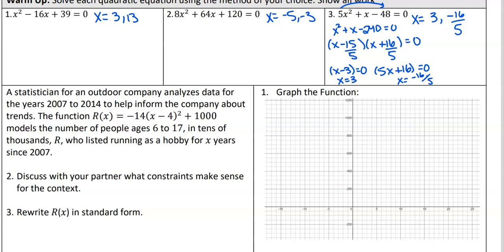Discuss with your partner. Well, hold on. Number 1, graph the function. So this is a lovely equation. What kind of form is this equation in? Is it in standard form? No. Is it in factored form? No, it's in vertex form. I can plot my vertex. Where's the vertex for this parabola?